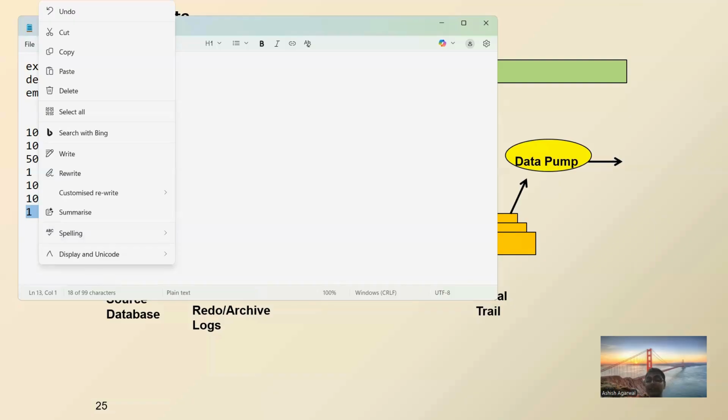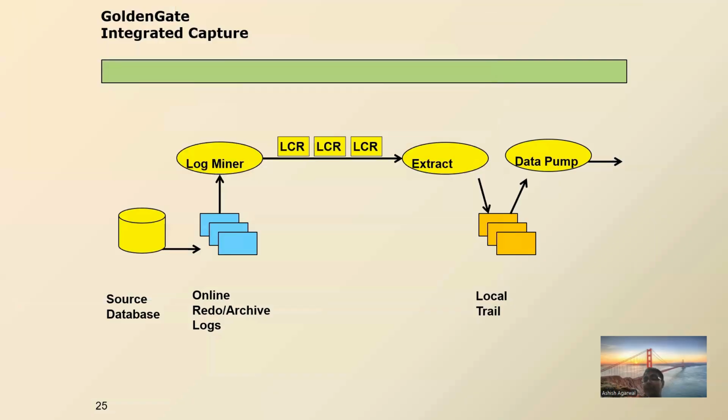However, in case of integrated extract, whatever filtration is required, log miner is doing it. And remember, log miner is internal to the database. Because log miner is internal to the database, that is why the performance of integrated extract is much faster in comparison to classic extract.